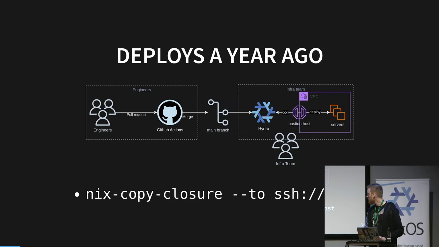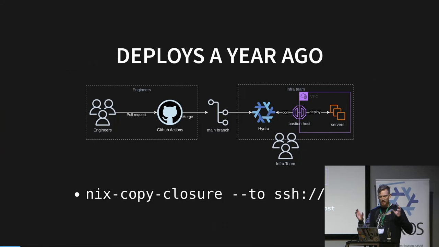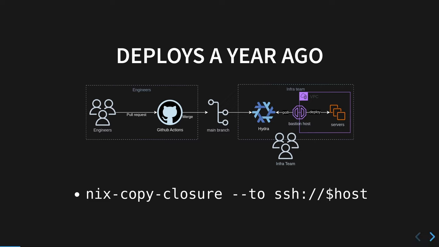So to talk about the status quo a year ago, our system was segregated into two parts. We had engineers developing code on GitHub using GitHub Actions for CI. They would then merge their changes into the main branch if CI passed. And then we had an infra repo, which uses Hydra for NixOS builds that would watch the main branch and build NixOS configurations. As soon as Hydra finished building these configurations, we pushed them over to our machines with nix-copy-closure, a really standard setup, similar to NixOps or Colmena or deploy-rs.